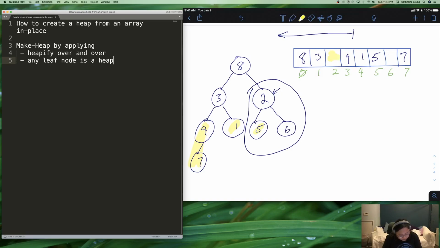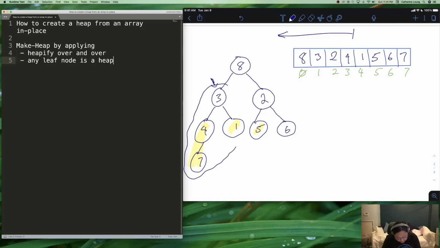2 and 6. Okay, it's just a swap. Now this thing is now a heap. This value is now a heap. I don't have to worry about it anymore. So at this point, I am now here in my tree. I'm starting to look at this tree now.